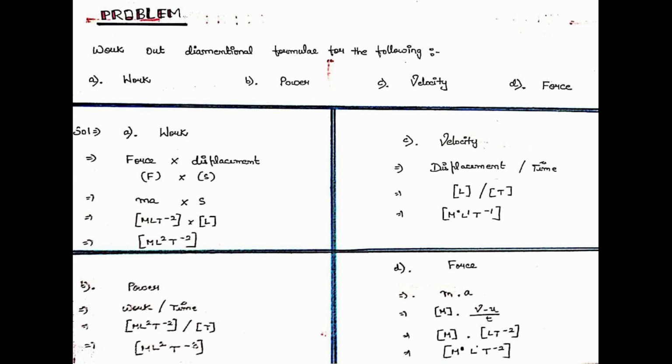And last, option number D, force. Force we already know is mass into acceleration. Mass we know as m and acceleration is v minus u by t. From there we get m into L t power minus 2. L t power minus 2 is the dimension of acceleration. From there we get the dimension of force as m L power 1 t power minus 2.